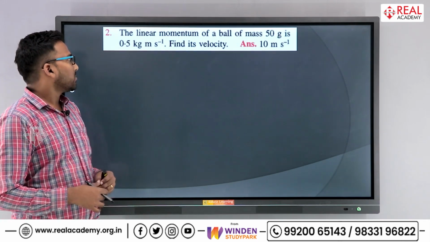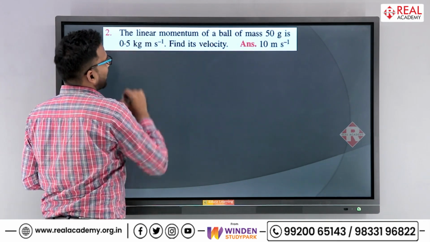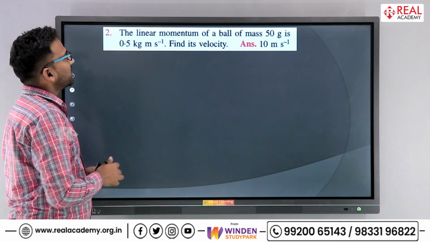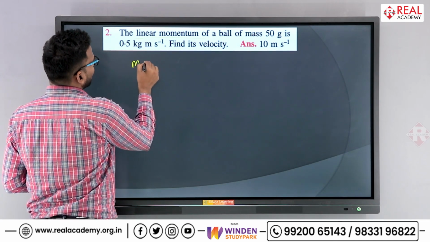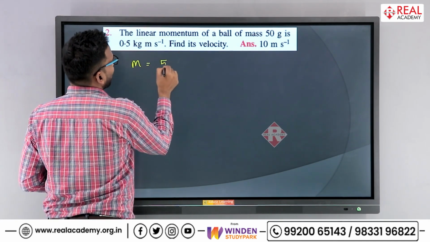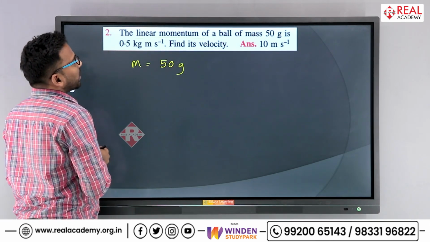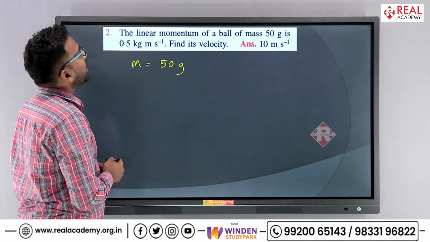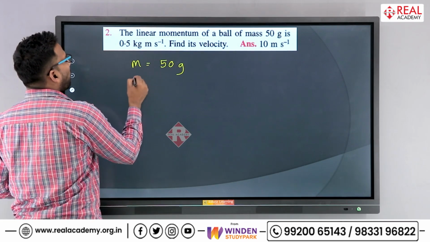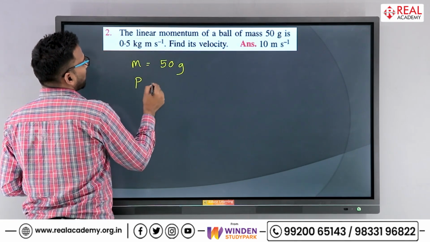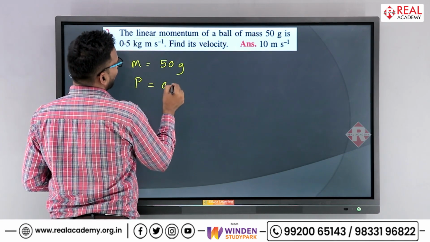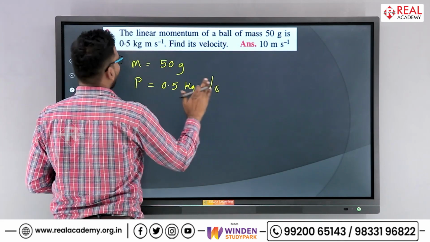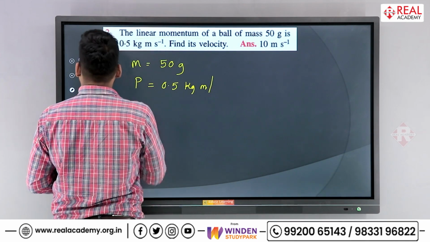Next question is again a concept on linear momentum itself. Here the question says the linear momentum of a ball of mass 50 gram is 0.5 kg meter per second. Let us extract the data. Mass is given as 50 gram. The linear momentum of a ball is represented as P. P stands for linear momentum, that is 0.5 kg meter per second.